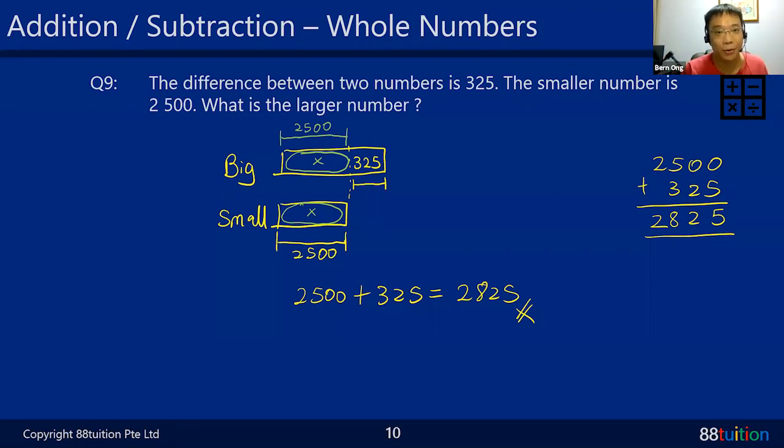So sorry if I'm going too fast. Aiden, you say 2825 is wrong? Why? You got 2325? How do you get 2325? This one is 2005, it's not 2000. Can you see or not? So 2005 plus 325, isn't that 2825? Do you calculate properly or not? 5 plus 3 is 8.